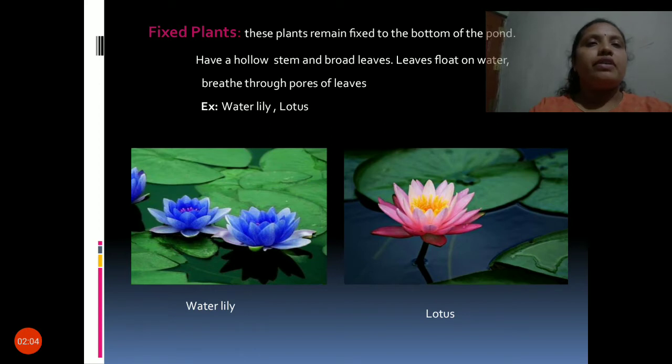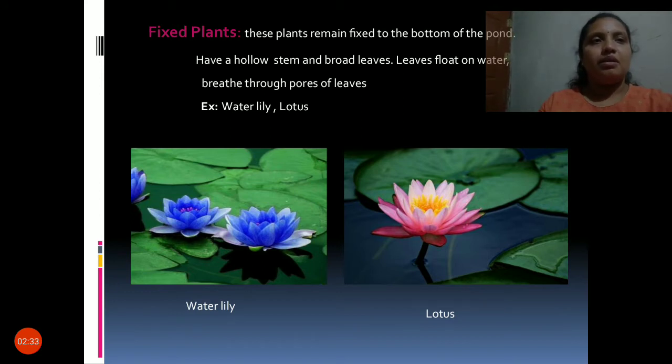Next, fixed plants. These plants remain fixed to the bottom of the pond. Before, I said in floating plants the roots are not fixed. Roots also are floating in the water. But you can observe in these fixed plants, the roots are strongly fixed to the bottom of the pond. For example, you might have seen a lotus plant.